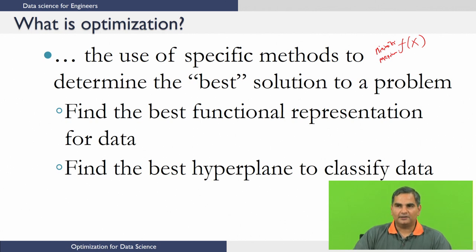And how do I minimize or maximize this functional form? I have to do something to minimize or maximize, and the variables that are in my control so that I can maximize or minimize this function are these variables x. So, these variables x are called the decision variables.